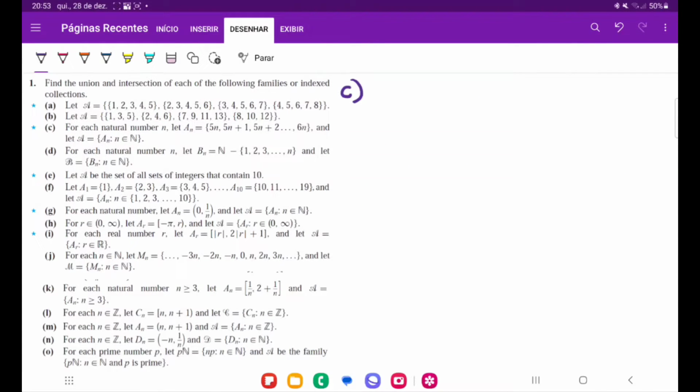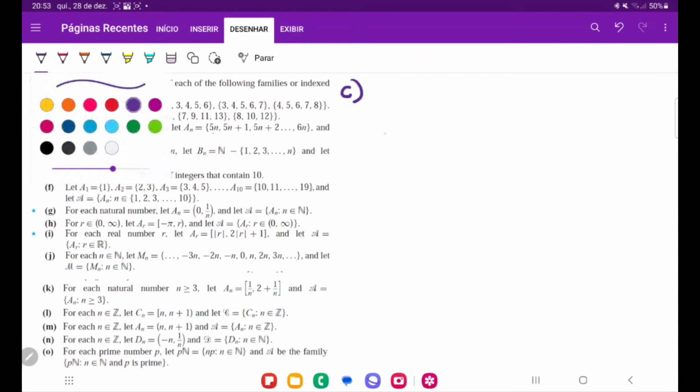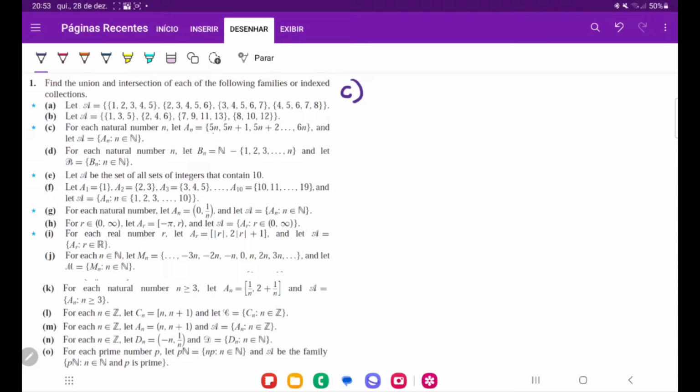For item C, we have now an indexed collection where the family is going to be A1, A2, A3, A4, and so on, where the index are the natural numbers. And for each An, it begins at 5 times n, and then ends at 6 times n. So let's just list out a couple of terms here. So we have A1, so remember A1 begins at 5 times n, and it ends at 6 times n, so it'll end at 6 times 1, so 6.